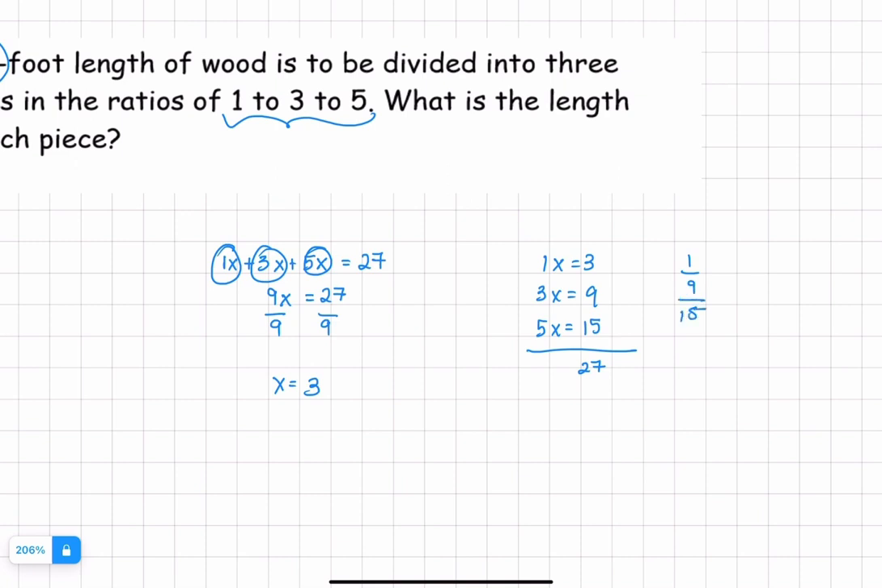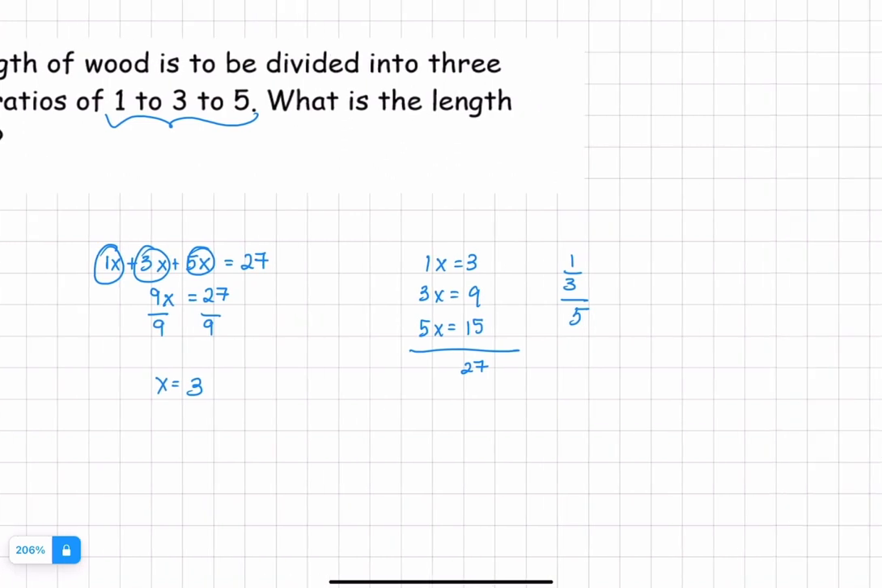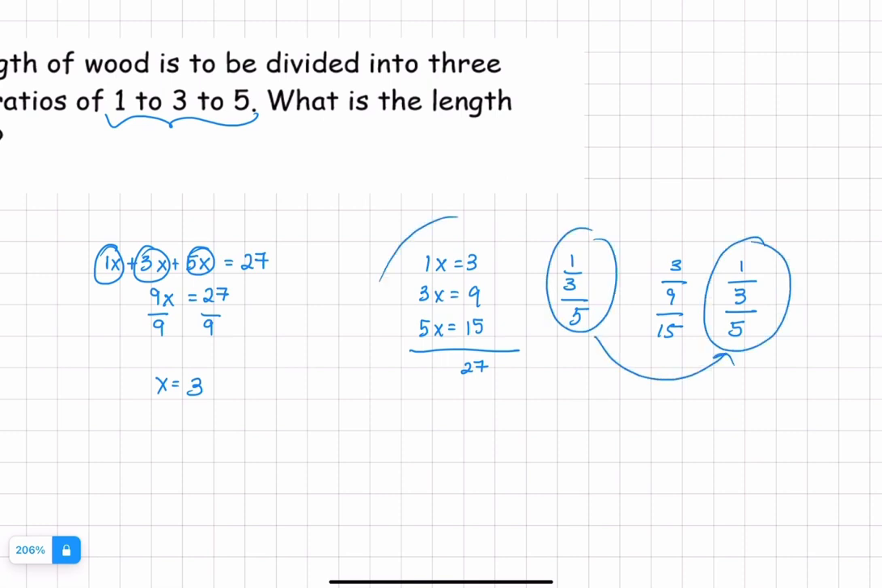Oh, sorry. Wait. 3 should be 3 and 5 here. Great. So 3, 9, and 15. They all have a common multiple of 3. So 3 divided by 3 is 1. And then 9 divided by 3 is 3. And then 15 divided by 3 is 5. So this is our correct answer, without the 27, of course. This is our let statement for this problem.